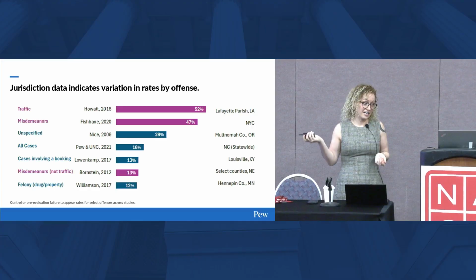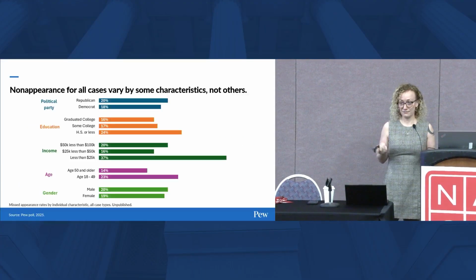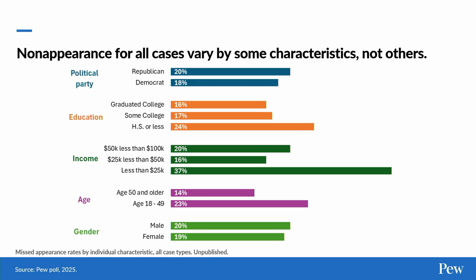So another factor in who is missing court is demographic. This is from a public poll that our team fielded in 2025, and we asked folks, have you ever missed court? And about 19% of folks who responded to the poll said that they had missed court. And these are those folks broken out by demographic. You can see a pretty even split across political party and across gender. Where you see some differences is in education, income, and age. Folks who have a lower level of education, who have lower income, and who are younger tend to be more likely to report having missed court in the past.